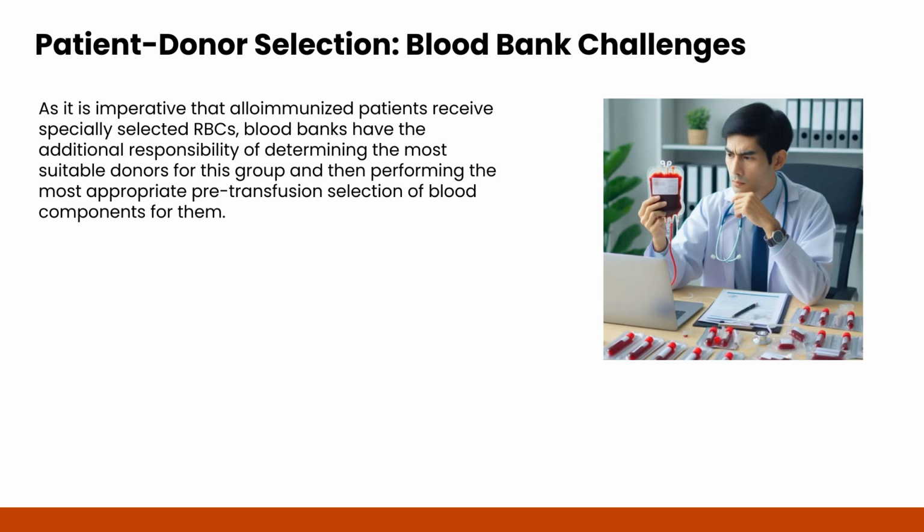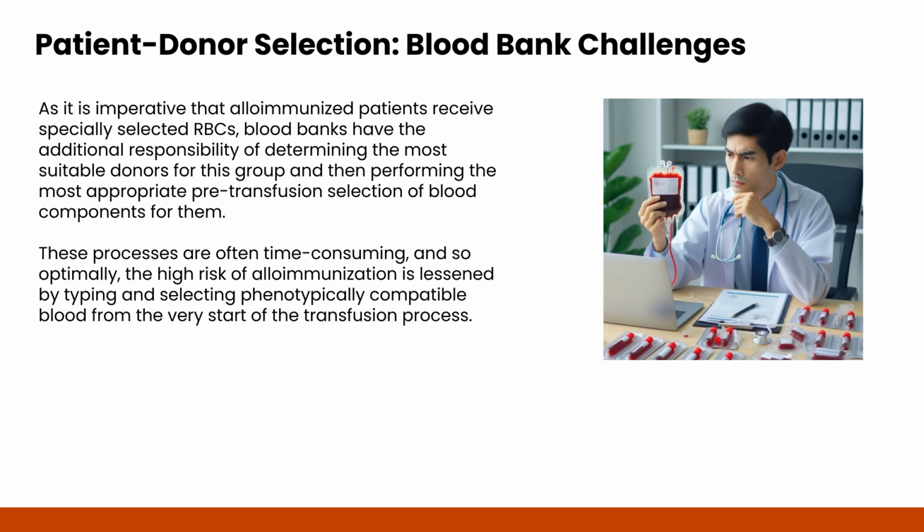The next problem to highlight is the blood bank's challenge in selecting the proper donors for alloimmunized patients. As it is imperative that alloimmunized patients receive specially selected RBCs, blood banks have the additional responsibility of determining the most suitable donors for this group, and then performing the most appropriate pre-transfusion selection of blood components for them. It is no surprise that these processes are often time-consuming, and so optimally, the high risk of alloimmunization is lessened by typing and selecting phenotypically compatible blood from the very start of the transfusion process.